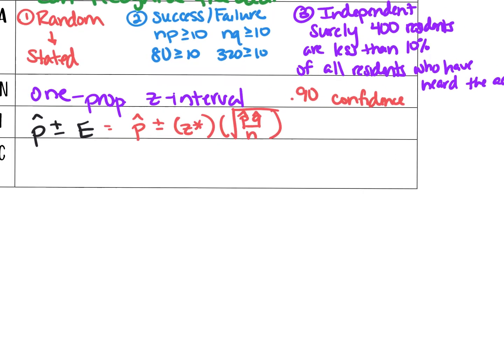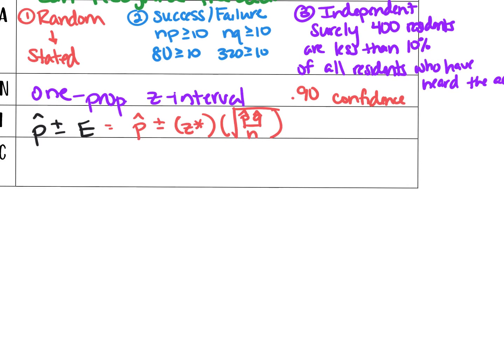And so now we can calculate the rest of this by plugging in what we know. We know that p hat is 0.2 plus or minus the z star at 90%, which is 1.645, times the square root of 0.2 times 0.8 divided by my n, which is 400. Now, once I have this typed in, I'm not going to calculate this interval by hand. I'm going to plug this into a calculator and let it do it for me.